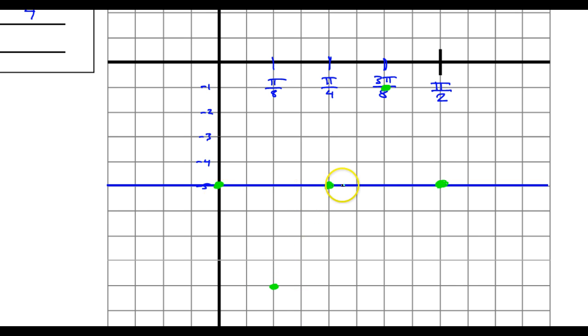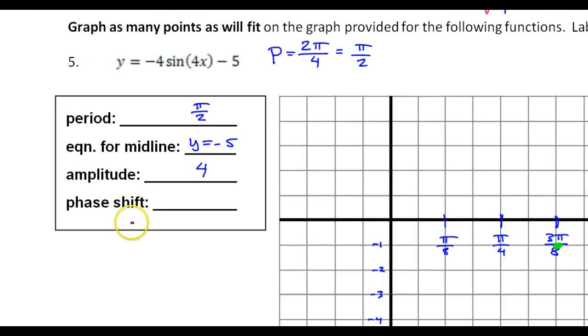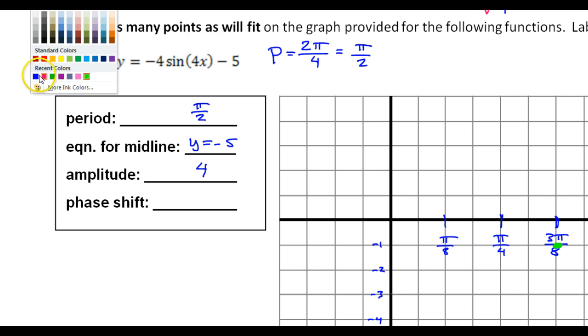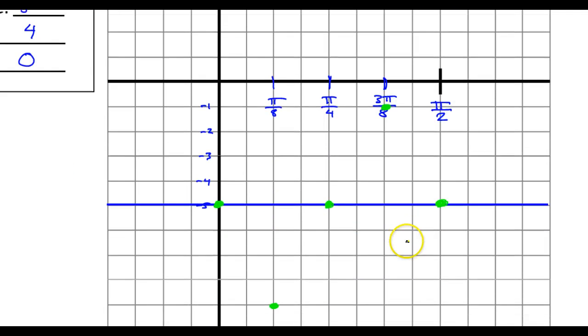The final graph will be either to the left or to the right of this if there's a phase shift. So let's talk phase shift. The phase shift happens when you have something being added or subtracted inside of here. If this had been 4x plus 1, or plus pi or something, then there'd be a phase shift. But there isn't anything being added or subtracted inside the parentheses. So in this case, the phase shift is 0. There is no phase shift.